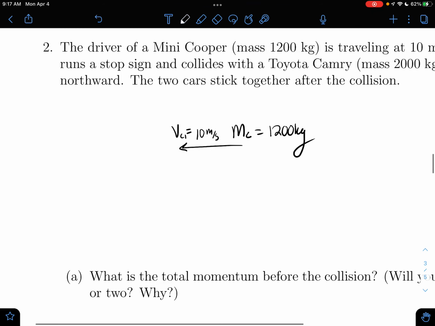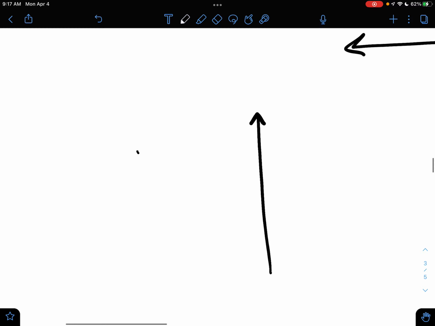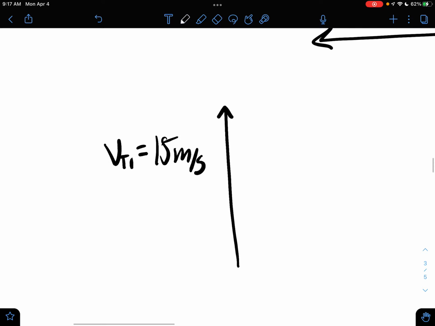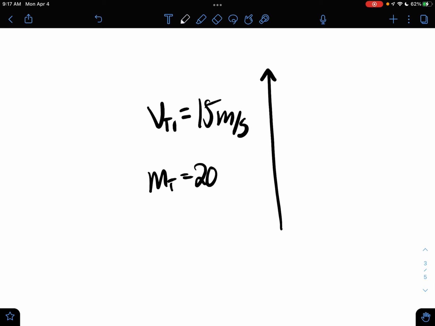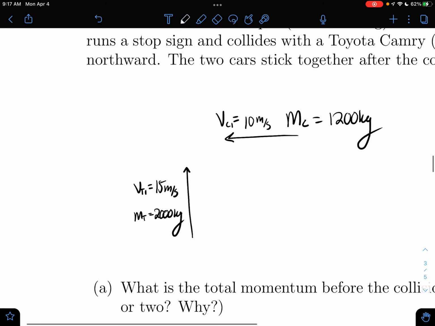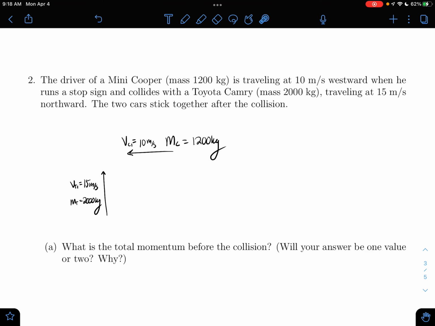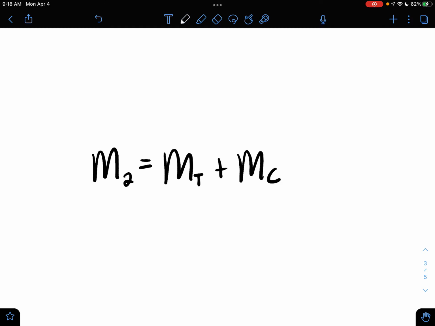And we also have a Toyota Camry, which I'm not going to abbreviate with a C as well. This one's going to be T. So our velocity of T initially was 15 meters per second. And our mass is 2,000 kilograms. So it's slightly more massive and going a little bit faster. Slightly less massive, going a little slower. And we know that the cars stick together after the collision, which means it's going to have some momentum, but our final mass is going to be mT plus mC, right?